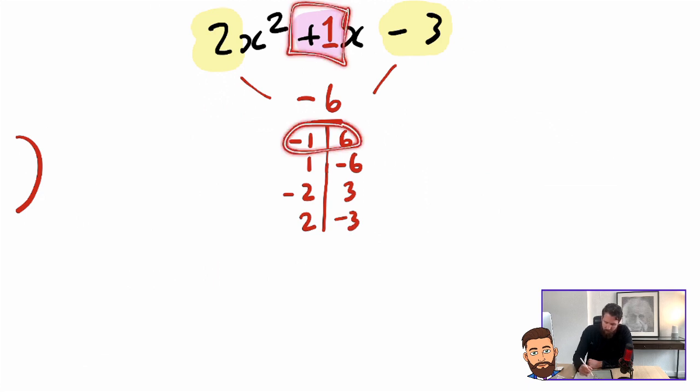Well, minus 1 and 6 is not 1. 1 and minus 6 is minus 5, so that's not 1. Minus 2 add 3. What's that? That's 1. So we found it. So it is minus 2 add 3.